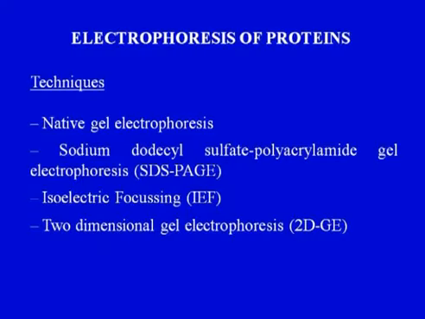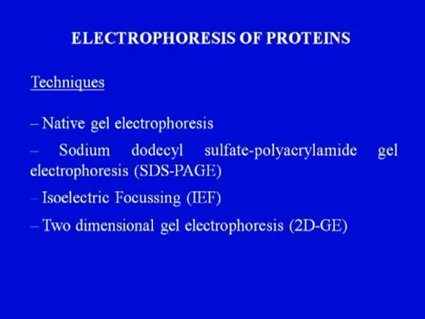Alright, so this was about two buffer systems which are widely used, one continuous system and another discontinuous or multiphasic system. Alright, so we will start with the electrophoresis of proteins. Now, there are many variations of electrophoresis which are commonly used. There are a lot of techniques used for different applications for analysis of proteins, and we will discuss some of them.